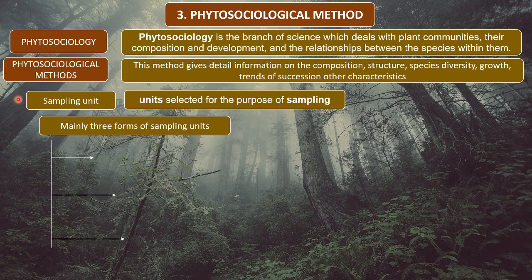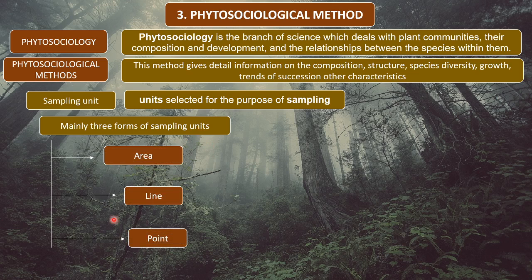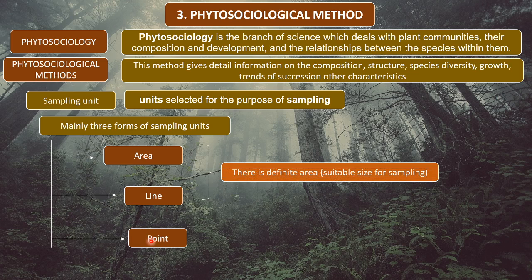Right, so mainly three forms of sampling units are considered. These are area, line and point. These three are the sampling units that are considered in phytosociological method, and you will observe now that there are three phytosociological methods which are related to these sampling units. Right, so for now you remember that there are these three sampling units that are considered in phytosociological methods. These are area, line and point.